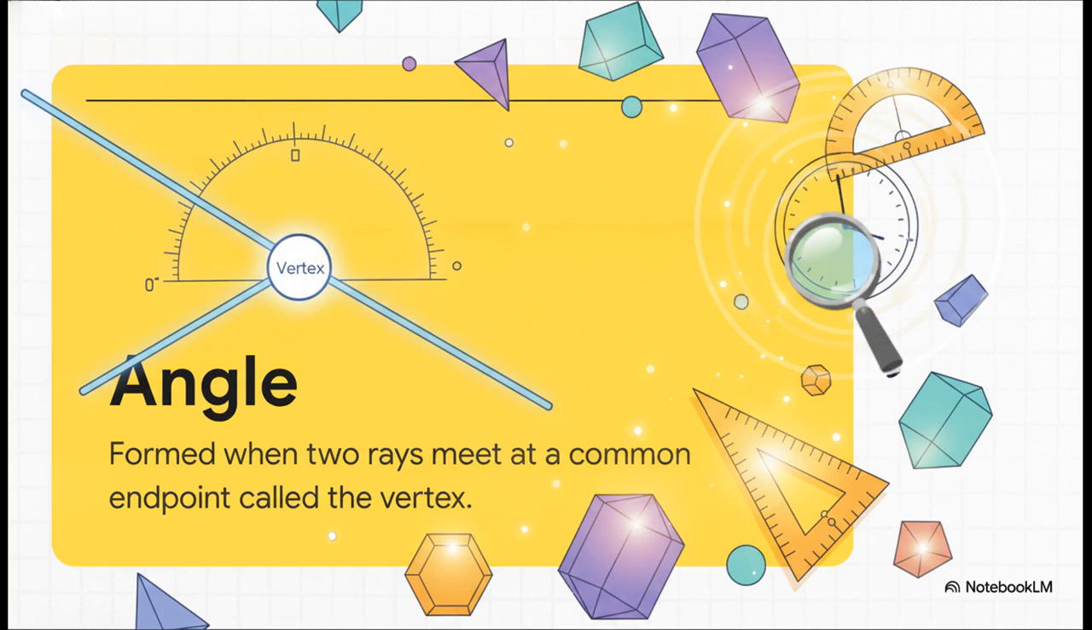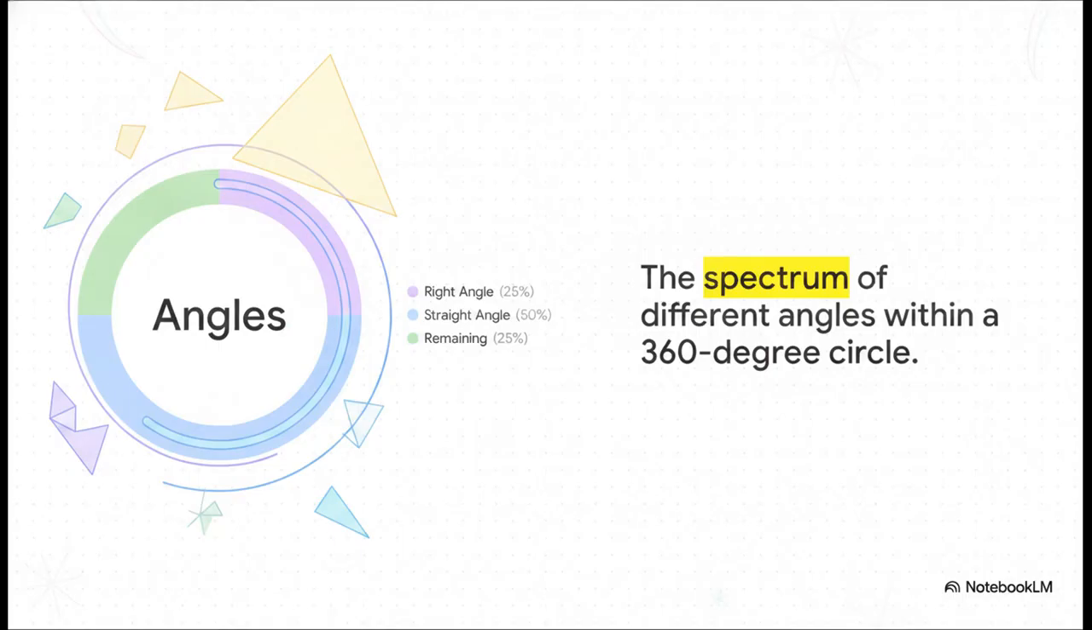An angle is simply the space, or the amount of rotation, formed when 2 different rays meet at a shared, common endpoint. We call that exact endpoint the vertex, and to figure out just how wide or narrow that rotation is, we measure it in degrees. So angles are really just fractions of a full 360-degree circle, which, fun fact, is a number we actually inherited from ancient Babylonian astronomers.